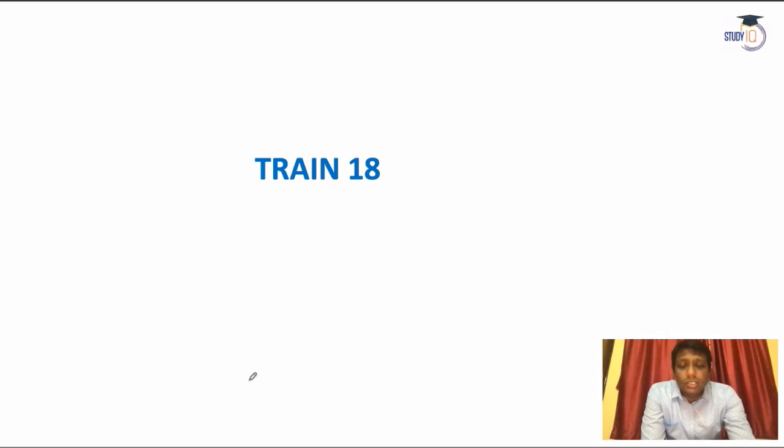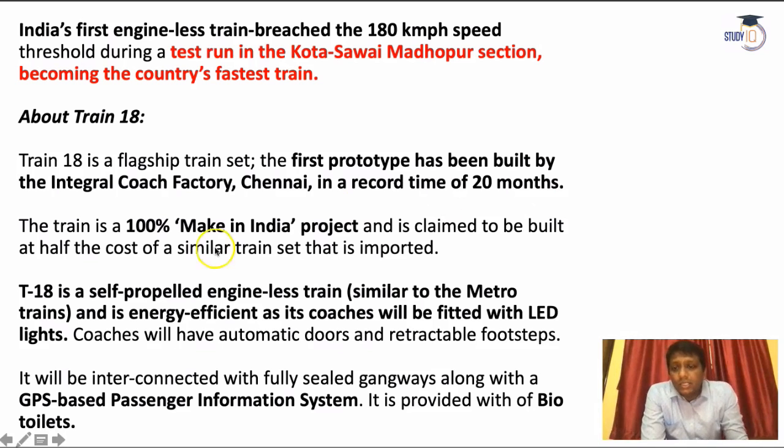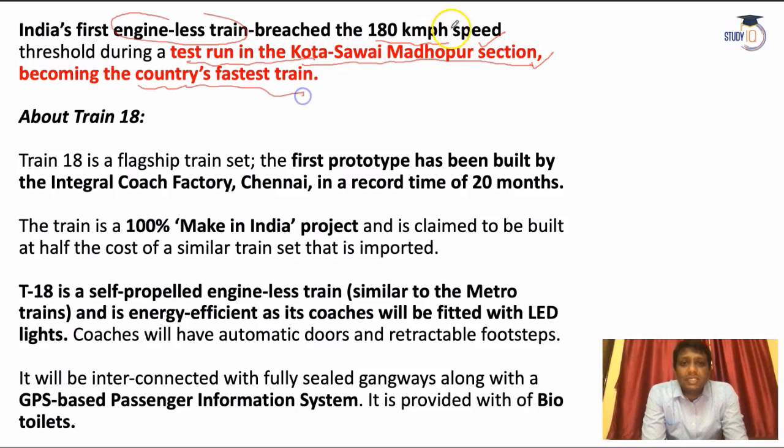Train 18 was in the news, guys, the fastest train right now that runs in India. What is this? India's first engine-less train breached the 180 km/h speed. It was tested, guys, on the Kota to Sawai Madhopur section and became the country's fastest train. The speed you see is 180 km/h.